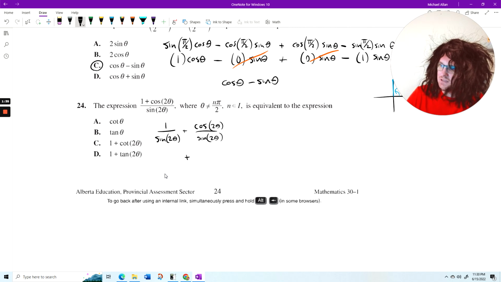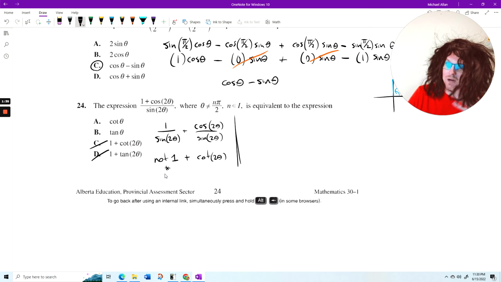over sine is cotangent. Right, that is a cotangent. But this is not 1. So I'm going to cross these two off, right? So this just doesn't make any sense. So that doesn't work. So I'm just going to write down here, not 1. All right? Very important. Okay, so that didn't work.